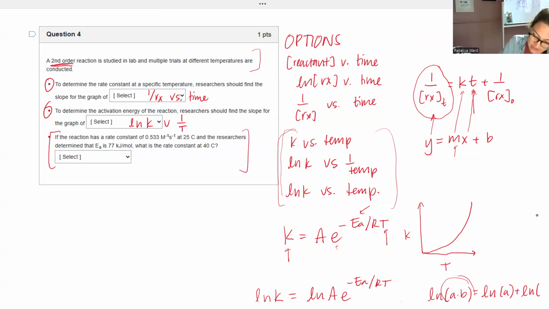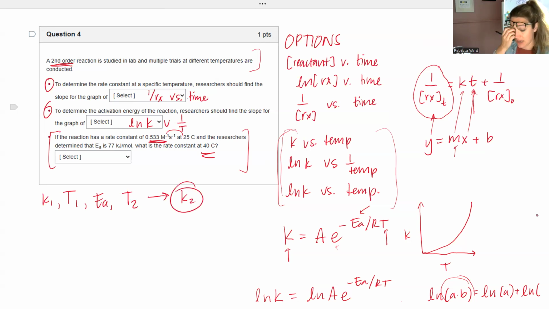Here, what information are we getting? We have, might write this down. I have K1, so I have some K at a temperature, right? I compare those two. And then I have EA, and I have the second temperature, right? I'm asking about 40 degrees Celsius. And the thing I'd like to solve for is the new rate constant at that temperature, okay?